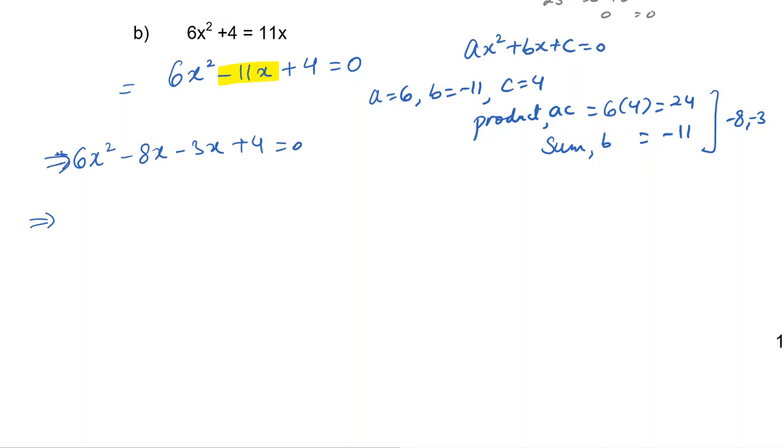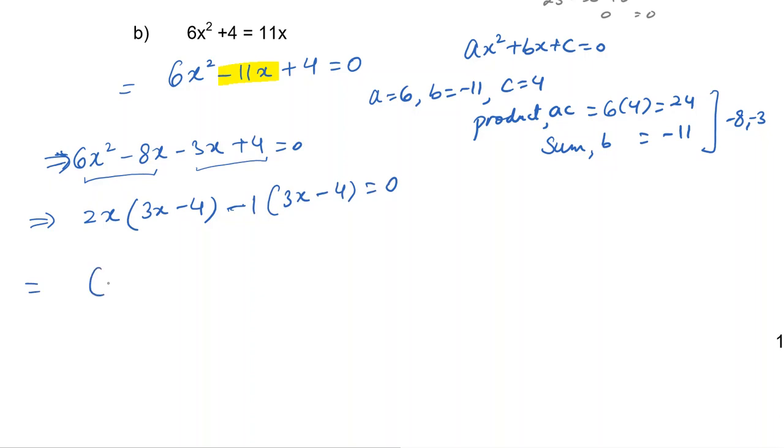So now we're going to do grouping by 2. From the first grouping, these two, we have 2x as a common factor, so we get 3x minus 4. From the second, we take negative 1 out, so inside we have 3x minus 4. And now from both of these terms we have 3x minus 4 as a common factor. In the first term you are left with 2x, and in the second term you are left with negative 1.